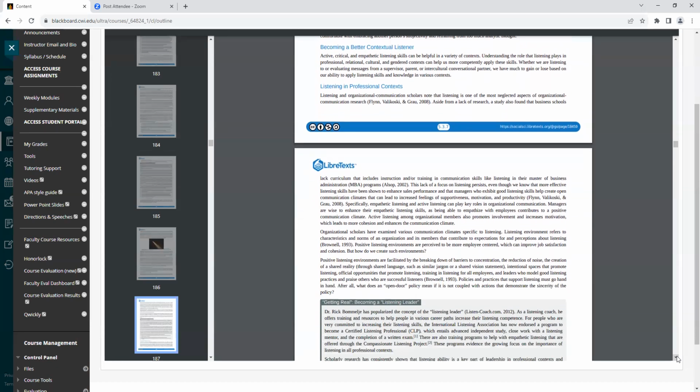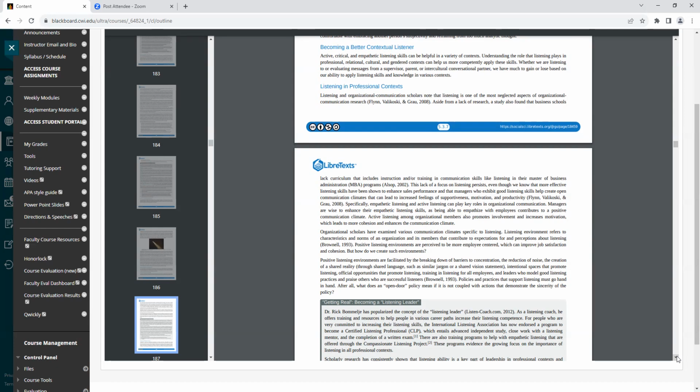Becoming a better contextual listener. Active, critical, and empathetic listening skills can be helpful in a variety of contexts. Understanding the role that listening plays in professional, relational, cultural, and gendered contexts can help us more competently apply these skills. Whether we are listening to or evaluating messages from a supervisor, parent, or intercultural conversational partner, we have much to gain or lose based on our ability to apply listening skills and knowledge in various contexts.